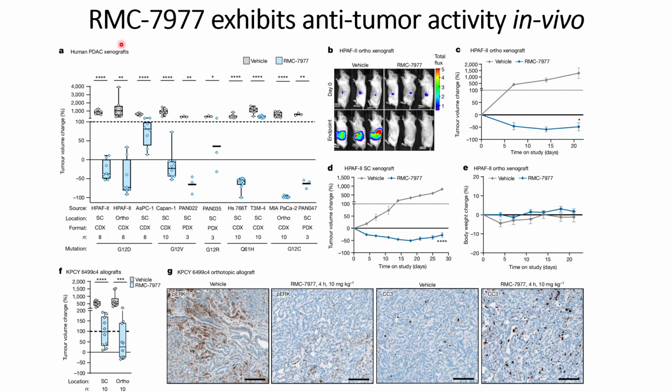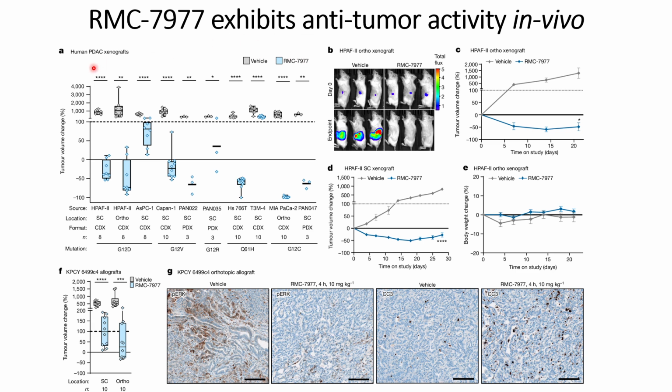In this video, we will discuss the results of RMC-7977 in vivo, that is in the mice model. There are two kinds of mice model that they have used. First one is the immunocompromised mouse model and second one is the immunocompetent mouse model. And what they have found out is that RMC-7977 exhibits anti-tumor activities in the mice also. So let us understand what are the experiments that they did and how they came up to this conclusion.